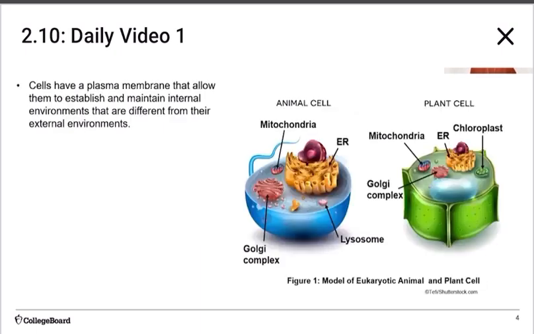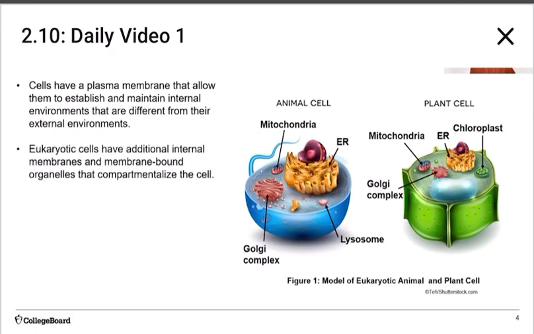All cells, whether we're talking prokaryotic cells or eukaryotic cells, have a plasma membrane that allows them to establish and maintain an internal environment that's different from their external environment. However, eukaryotic cells have additional internal membranes and membrane-bound organelles that compartmentalize the cell. And in Figure 1, several of these membrane-bound structures are labeled here for you.